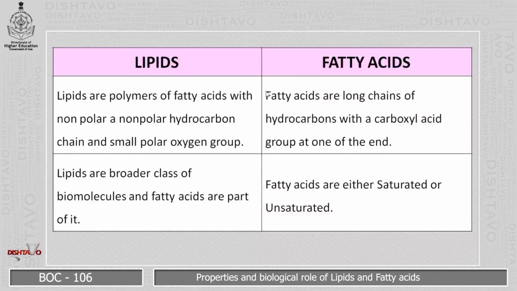Now, what is the difference between lipids and fatty acids? This is very important. Lipids are the polymers of fatty acids with a non-polar hydrocarbon chain and a small polar oxygen group, whereas fatty acids are long chains of hydrocarbons with a carboxylic acid group at one end. Lipids are the broader class of biomolecules and fatty acids are a part of it. The fatty acids are either saturated or unsaturated.